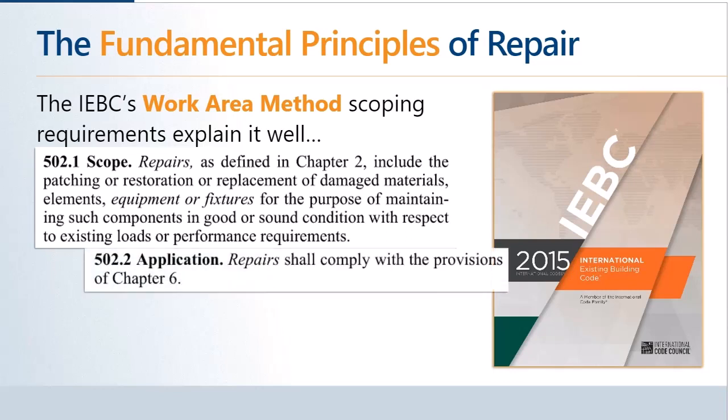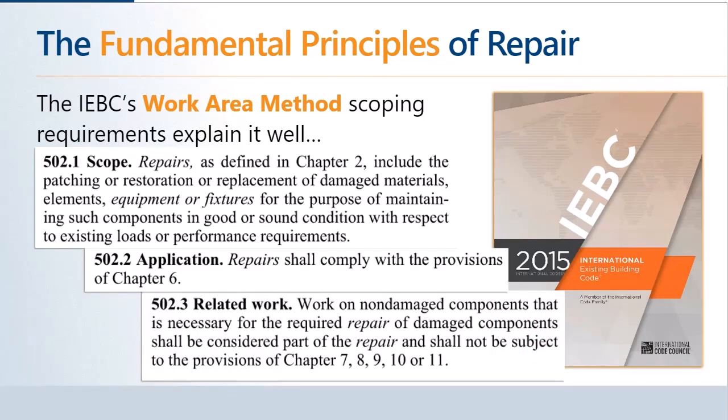502.2, application. Repairs shall comply with the provisions of Chapter 6 and related work on non-damaged components. So things that you might be touching that aren't even damaged, that is necessary for the required repair of damaged components shall be considered part of the repair and shall not be subject to the provisions of, and what's listed there are alterations, level 1, 2, 3, change of occupancy, additions. So, you know, Chapter 6 really lays out the groundwork for what a repair project is to entail.